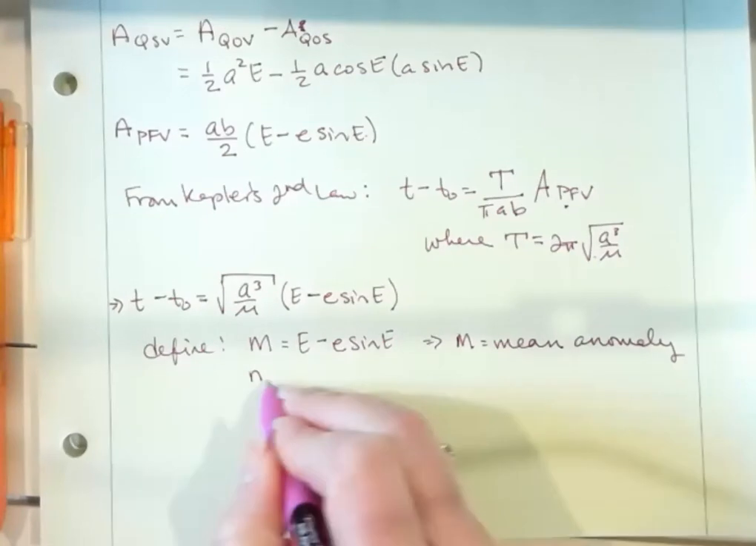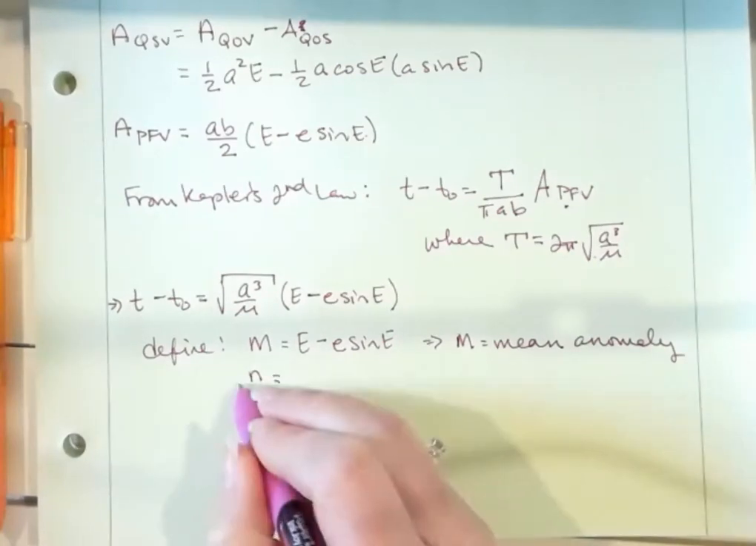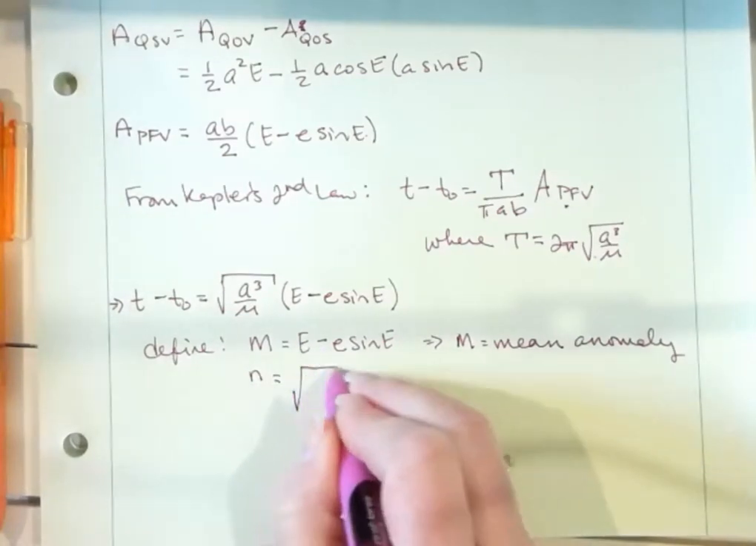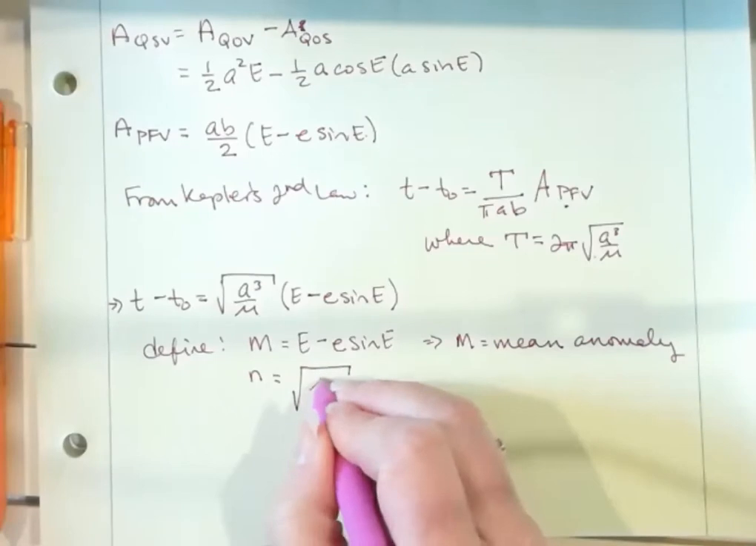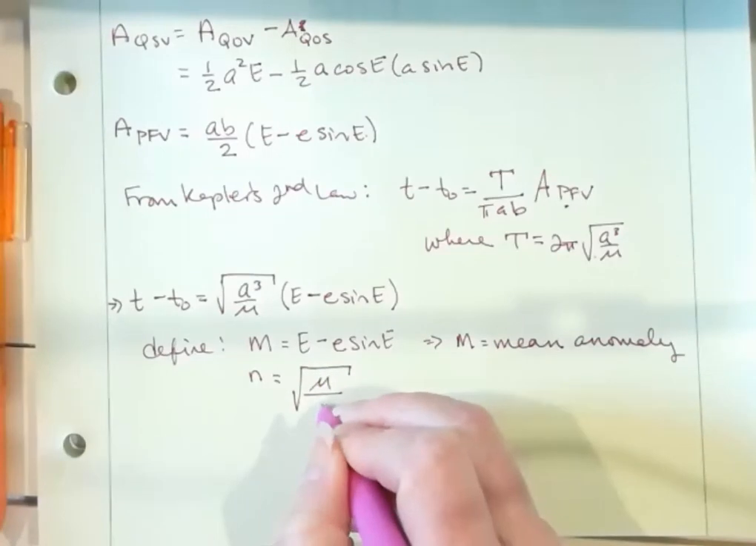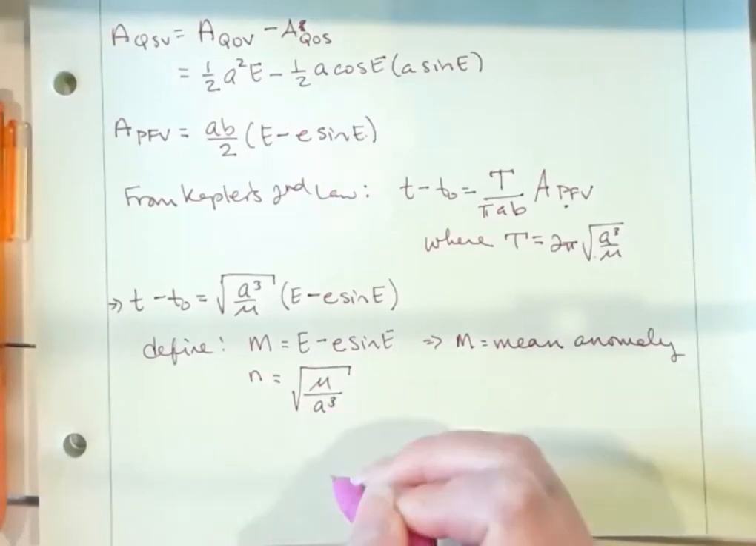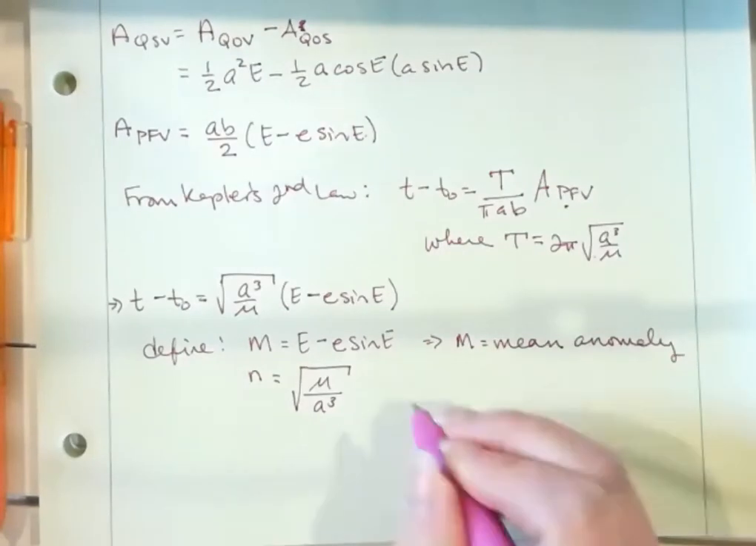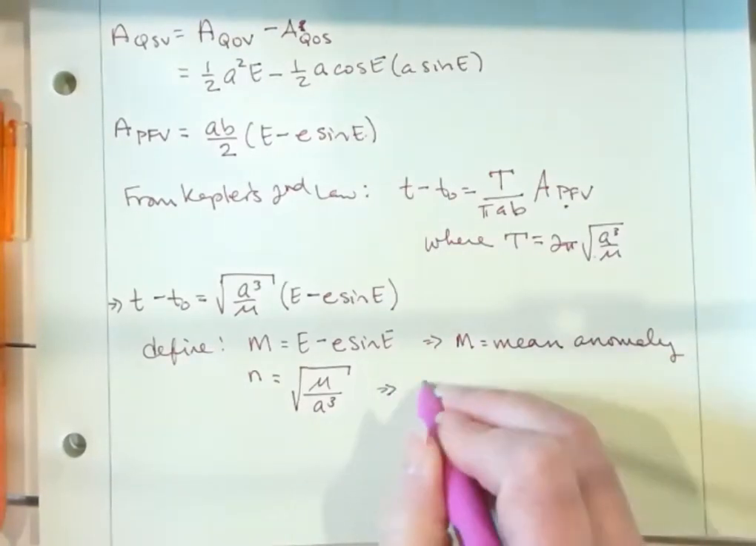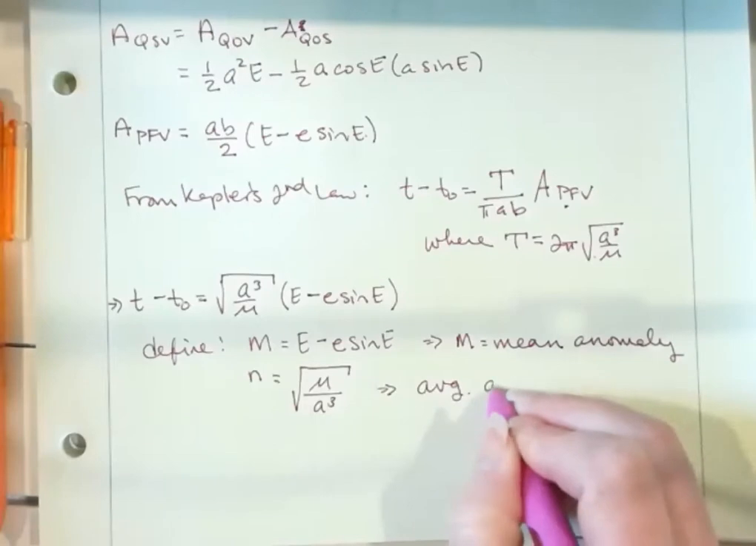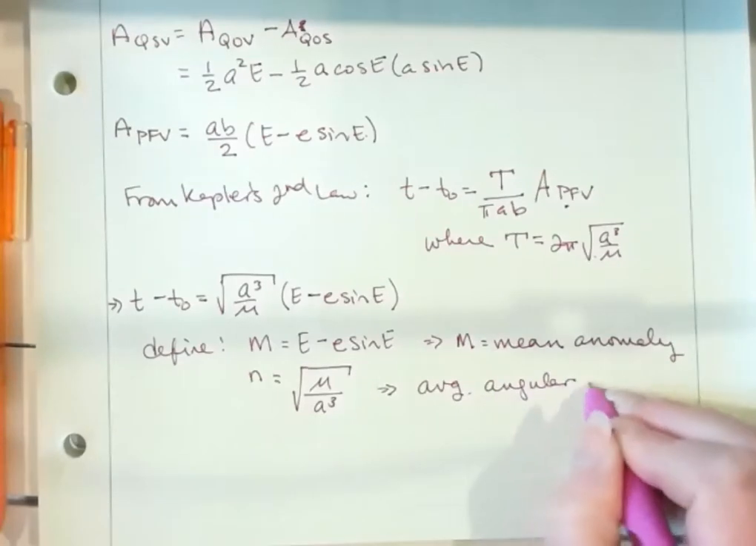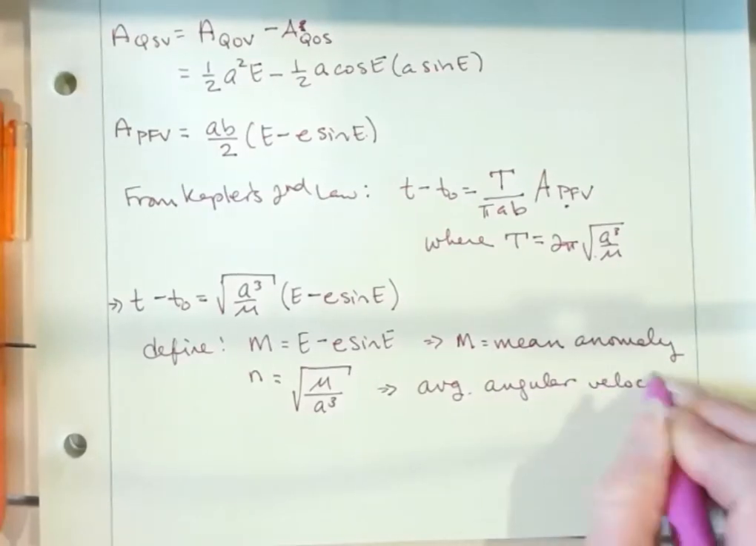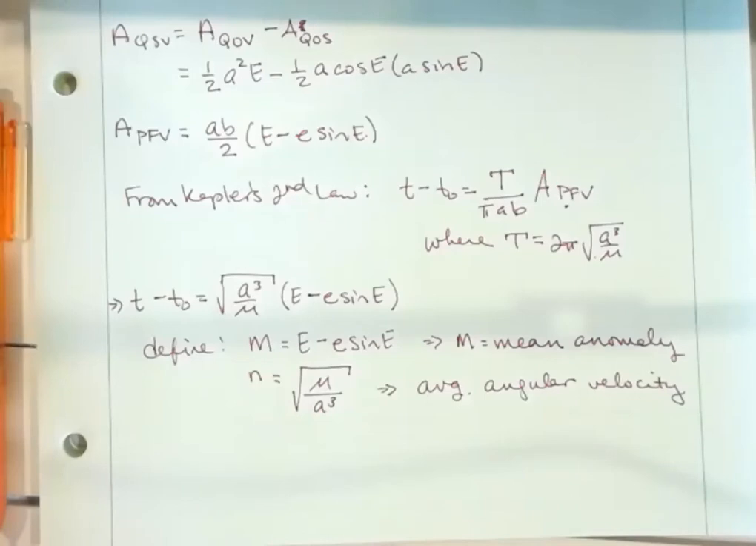And then one more term, let's have lowercase n. Let's let that be equal to the square root of mu over a cubed, and this is going to be your average angular velocity. All right, so that's what that is.